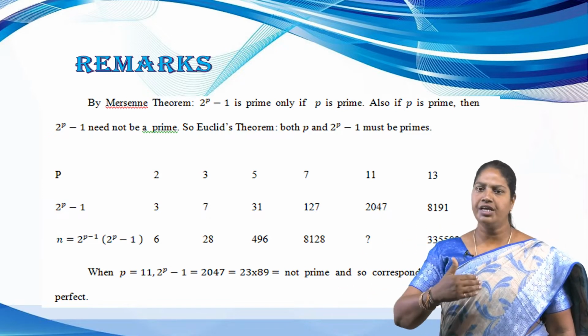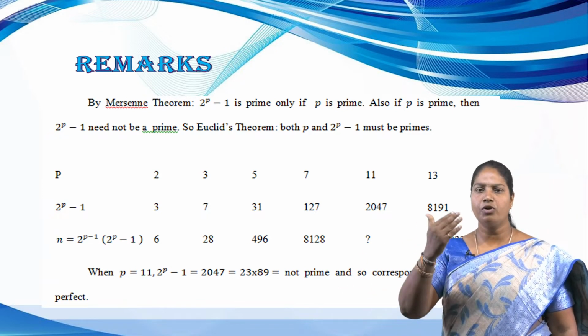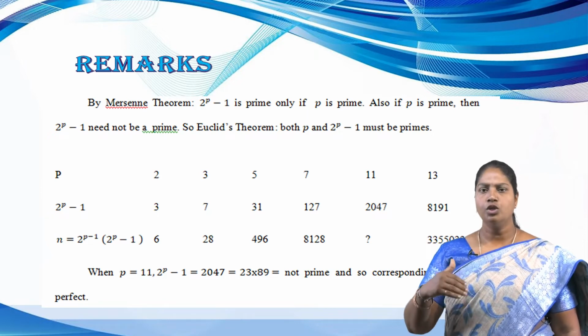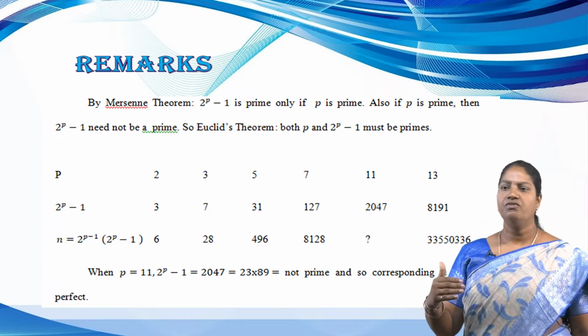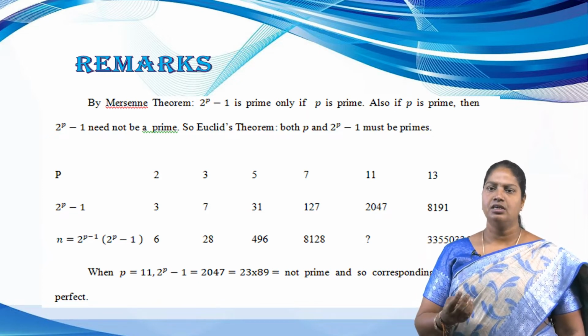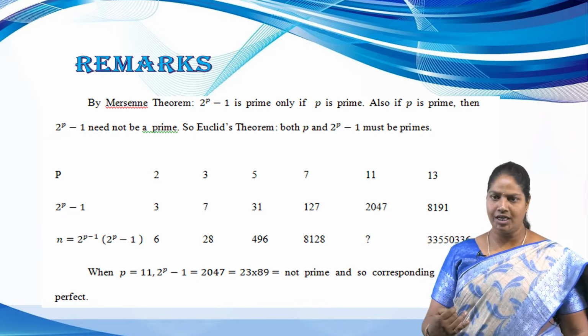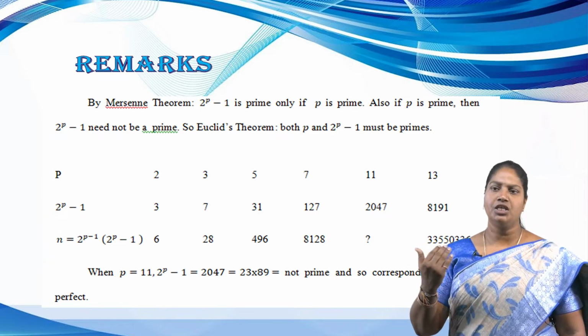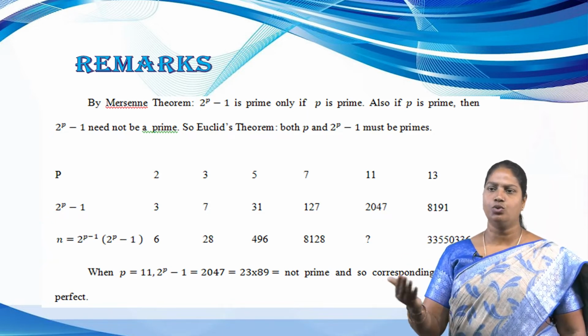So the corresponding n, that is 2 power p minus 1 into 2 power p minus 1, will give you the values. For p equal to 2 it will be 6, for p equal to 3 it will be 28, for p equal to 5 it will be 496 and so on.